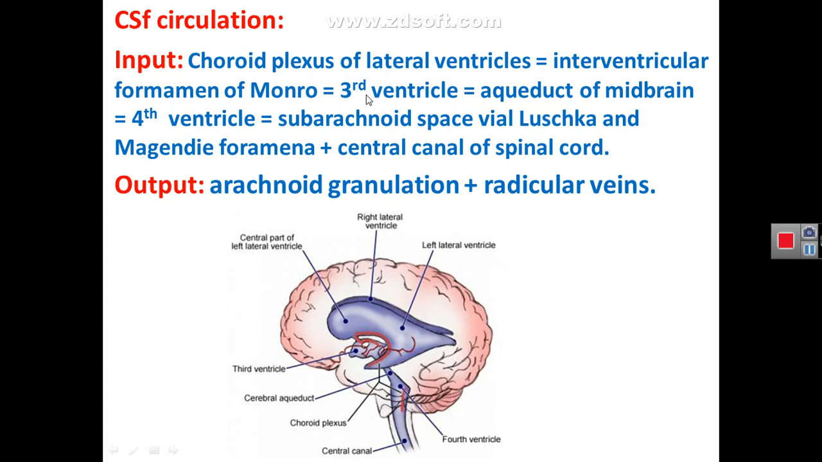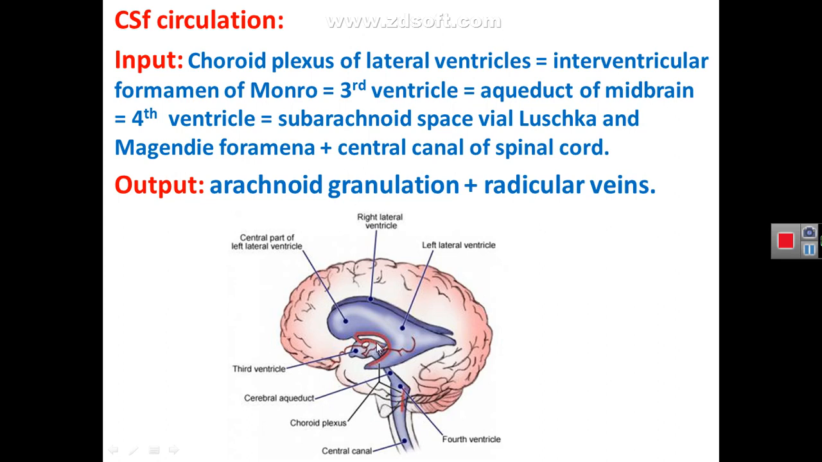Finally, we have to discuss the CSF circulation, the cerebrospinal fluid circulation. We will divide the CSF circulation into input and output. Input is first from the choroid plexus in the lateral ventricles, that is in the lateral angles of the tela choroidea. This is a major site for production of CSF. The CSF from the right and left lateral ventricles passes through the right and left interventricular foramen of Monro to the third ventricle.